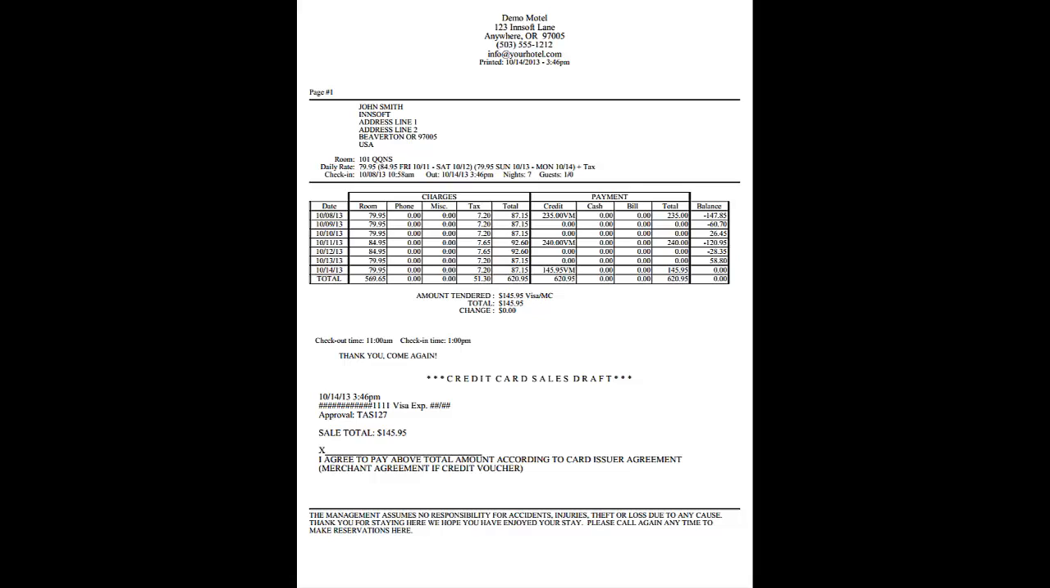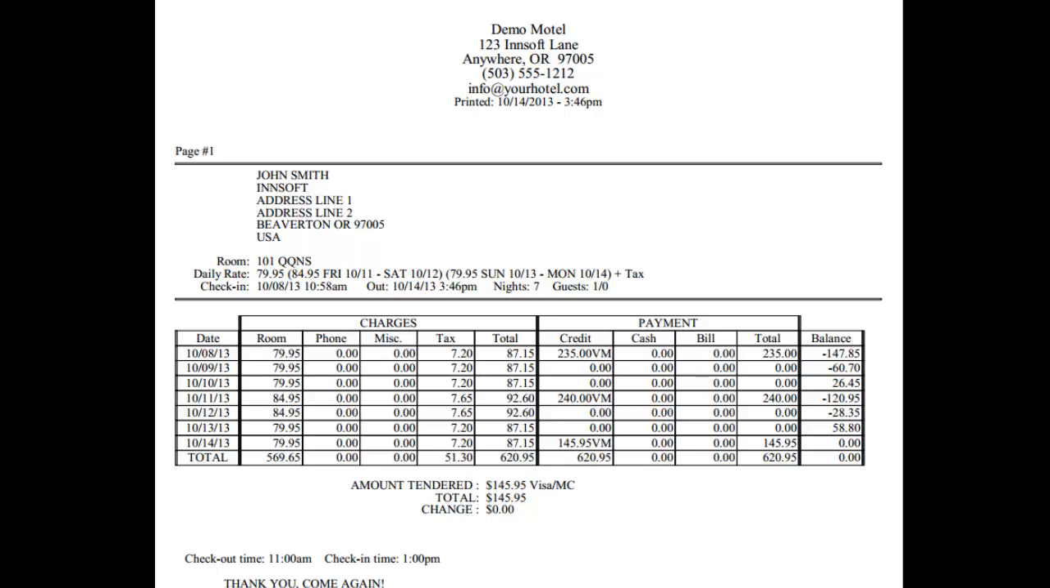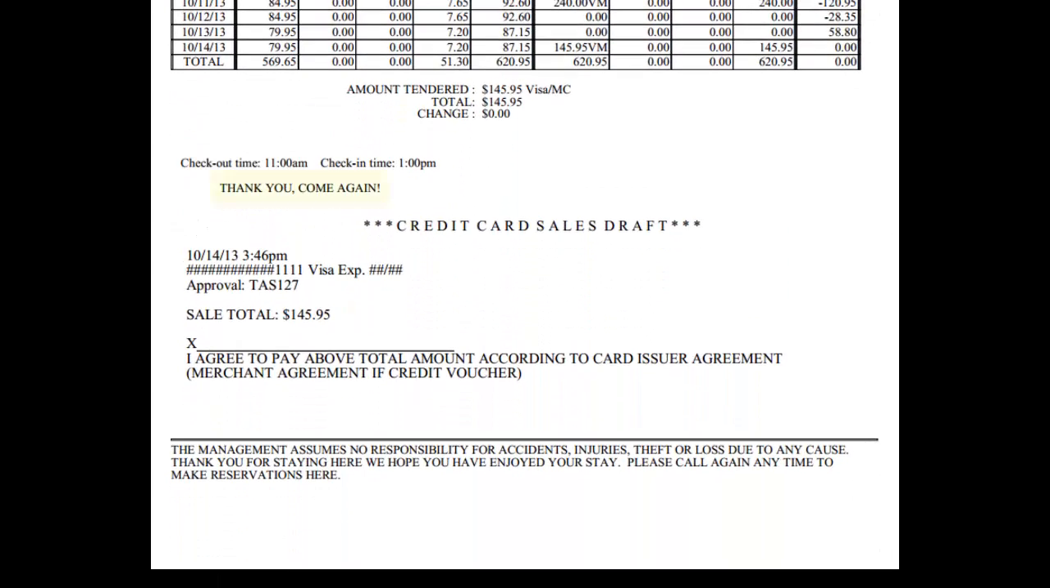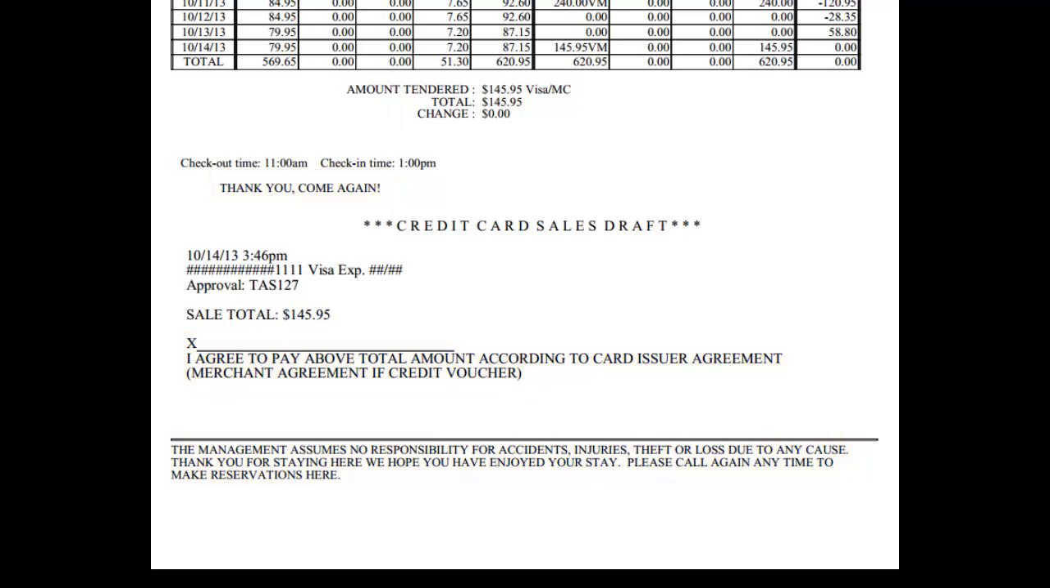Here's a sample folio. The folio includes a breakdown of charges and payments as well as the credit card sales draft. The checkout statement, signature agreement, and folio statement are customizable. You will have the guest sign one copy and keep it for your records. The other copy is the guest receipt. This completes the process to charge a guest credit card during checkout.